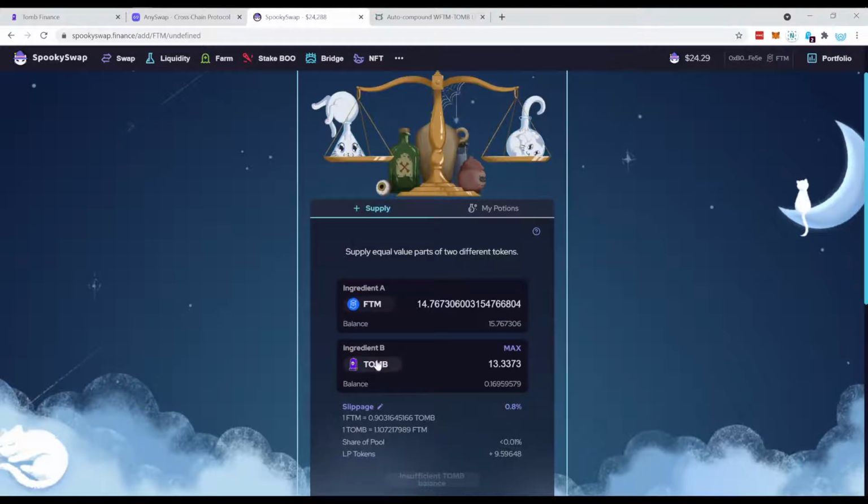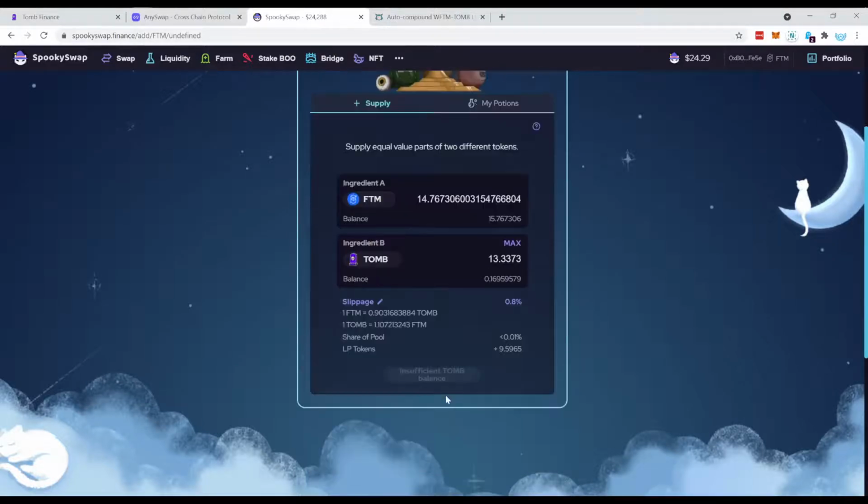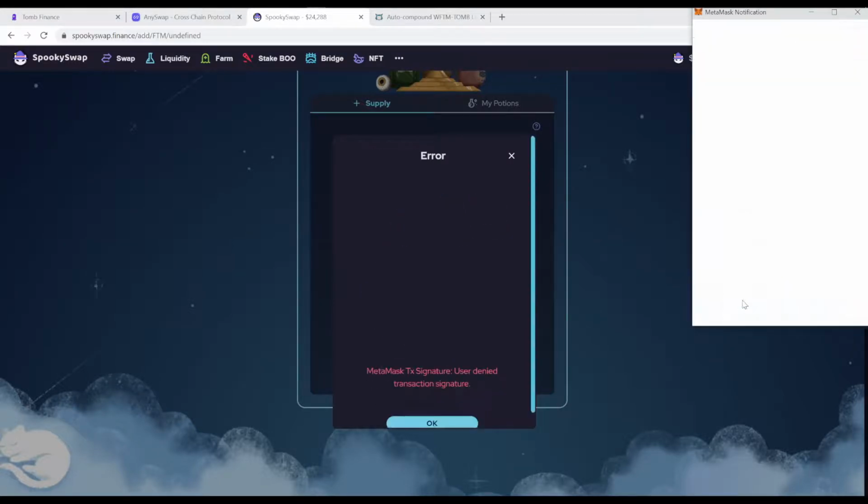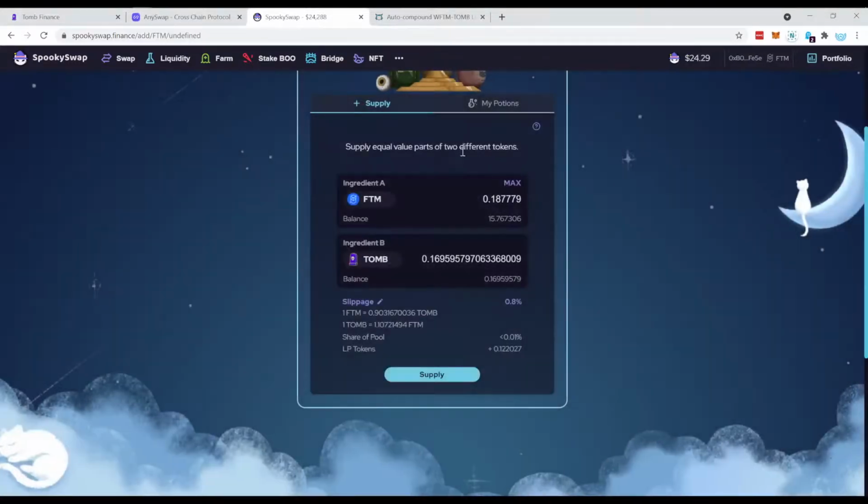Okay, so what you need is half the amount of TOMP that you want to use for the auto compound, and half of this amount in FTM, I would recommend. Okay, you supply and you confirm the transaction, and that's it. I did this already, so I will show you now the real catch. Now comes the secret sauce, so to speak.